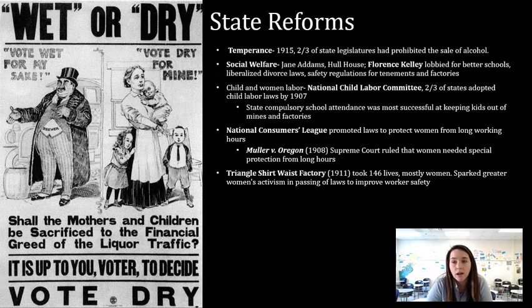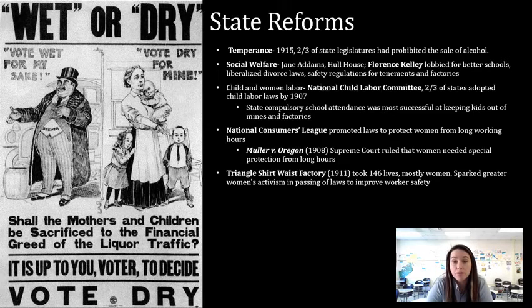Florence Kelley is going to play a really big role in pushing for issues that help urban women. So she lobbies for better schools, and liberalizing those divorce laws to give women more opportunities if they're in an abusive relationship. And then she also went after the safety regulations of those apartment buildings, those tenement homes and factories, and working conditions for women. She's going to play a role in the National Child Labor Committee. So two-thirds of states are going to adopt child labor laws.